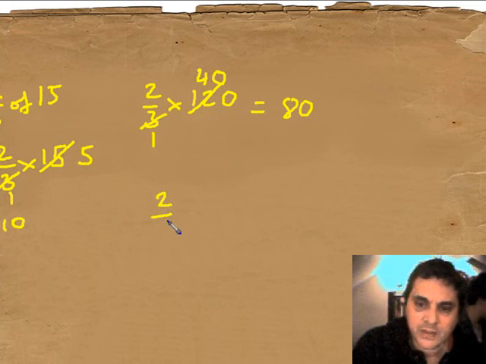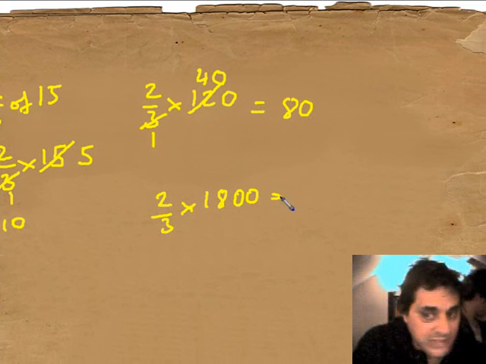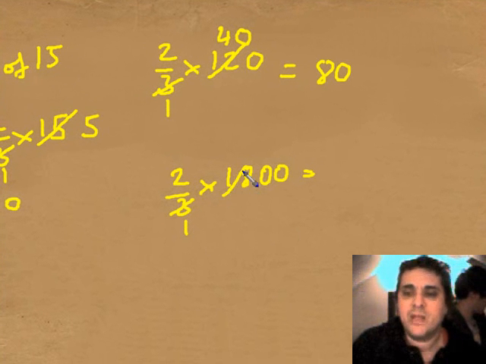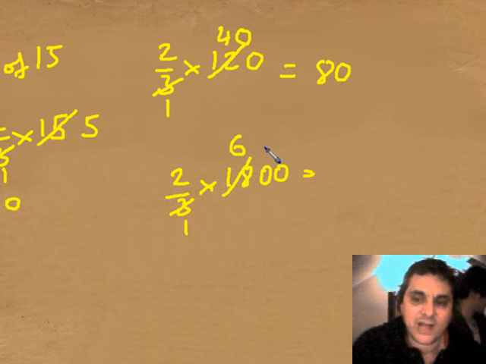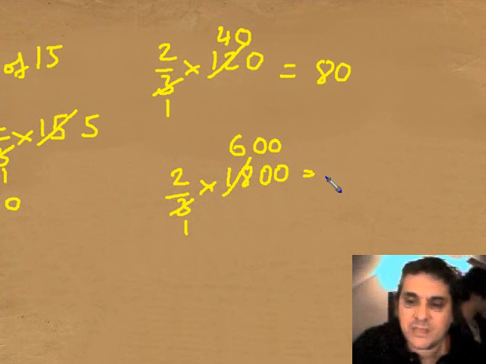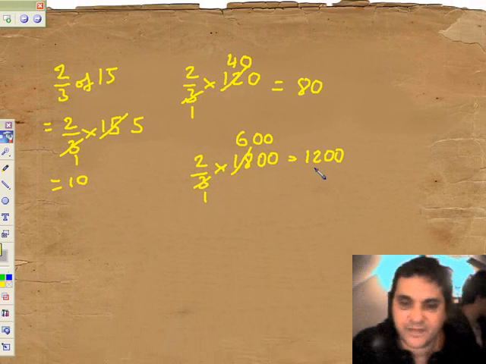In the same way, 2/3 of 1,800 should not intimidate, because 3 goes into itself once, 3 goes into 18 6 times. Bring up the 2 zeros, so it's 600 times. 2 times 600 is 1,200, and that's fine.